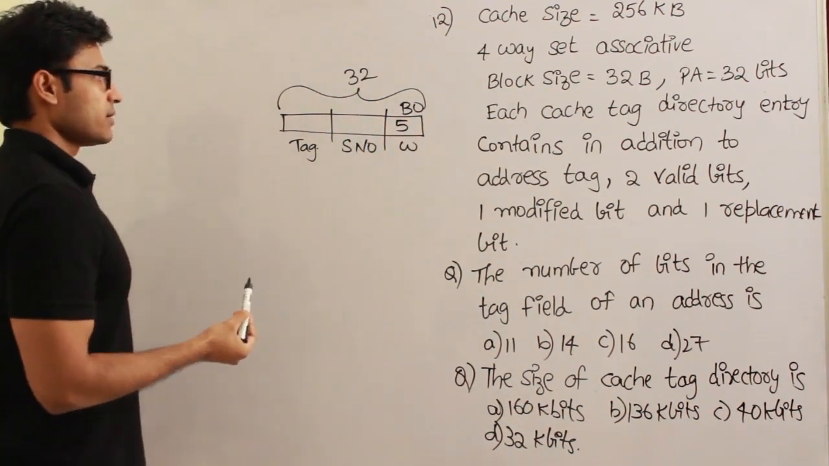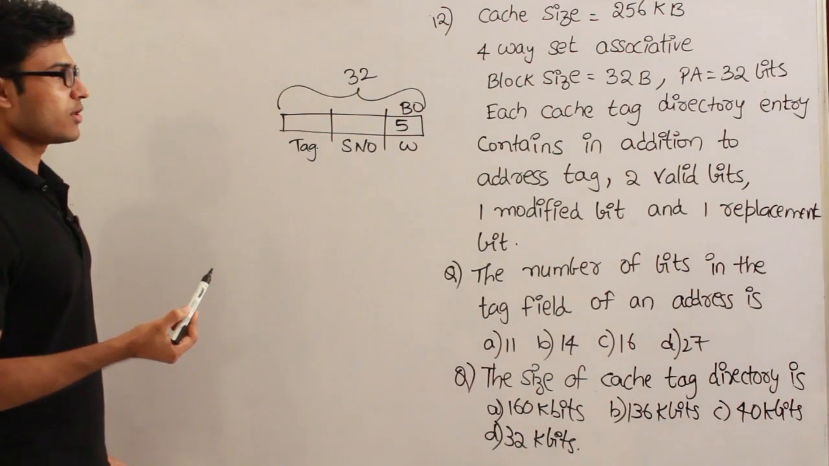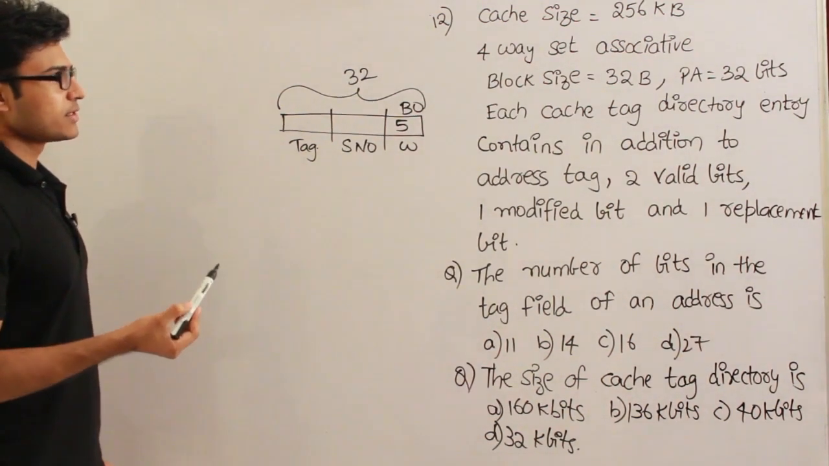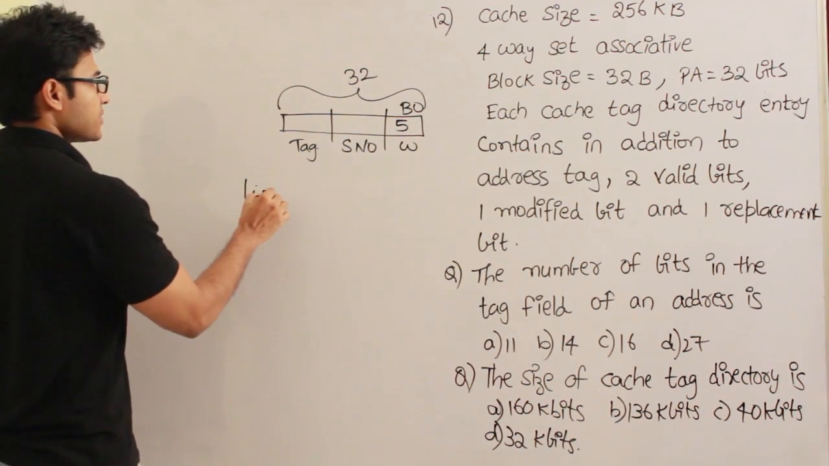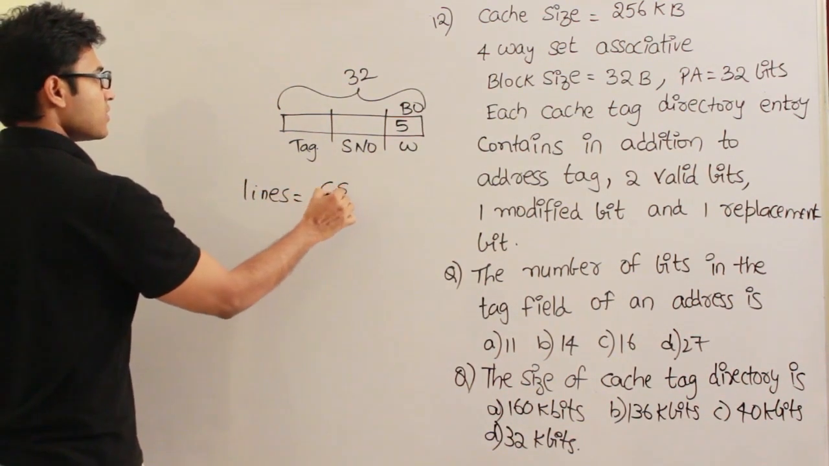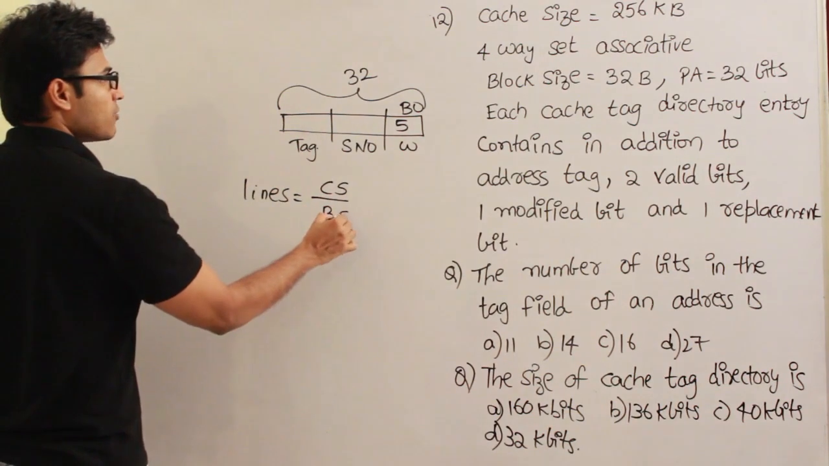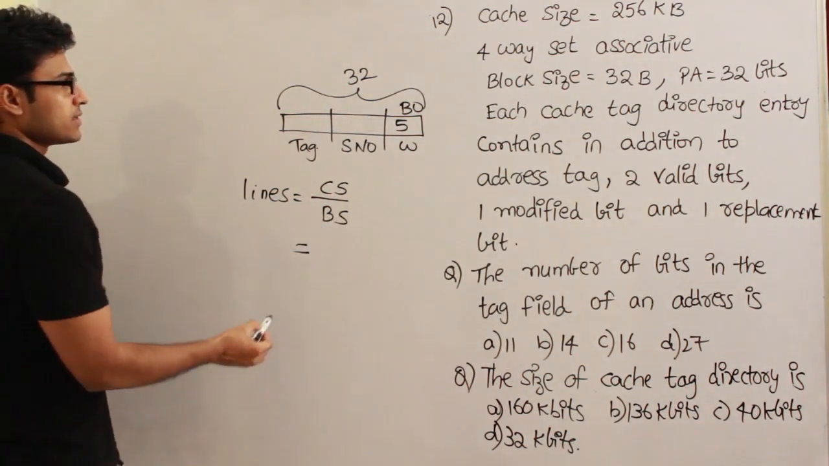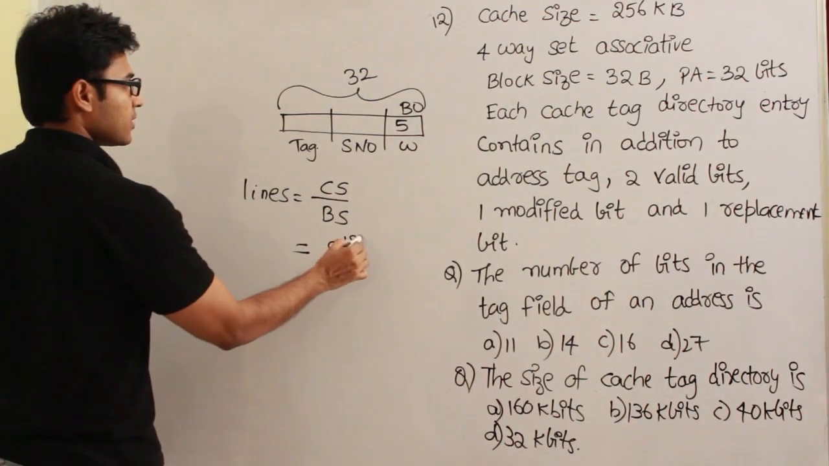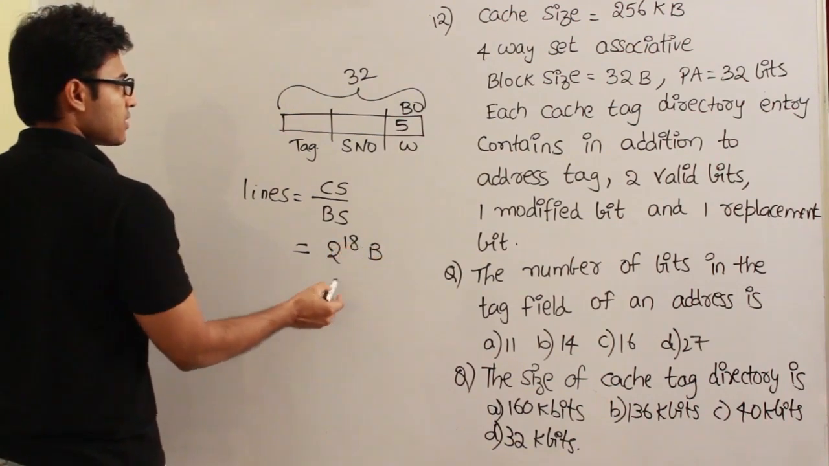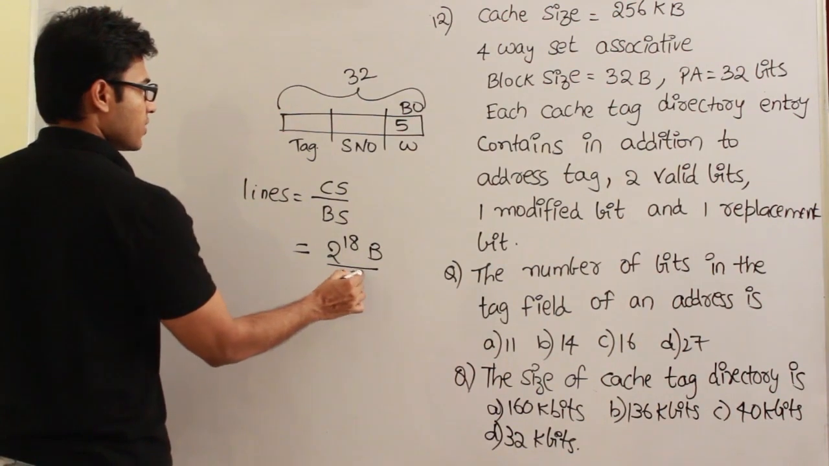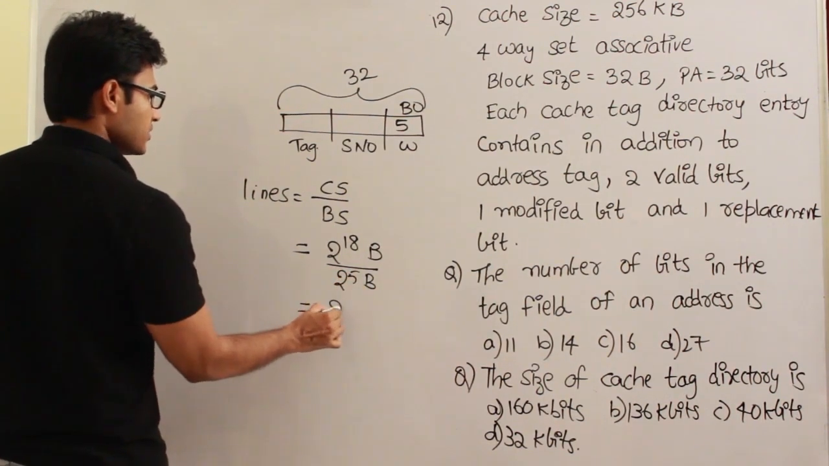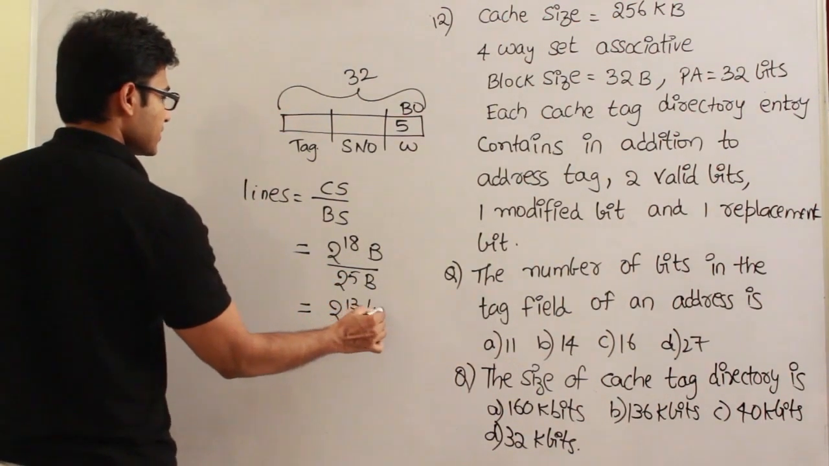And what about the set number? Set number depends on the number of sets in the cache. So in order to find out the number of sets, first find out the number of lines. Number of lines in the cache equals cache size divided by block size. So cache size is 2 power 18 bytes, isn't it? 256 KB means 2 power 18 bytes, divided by block size 2 power 5 bytes, right? Then it is 2 power 13 lines.